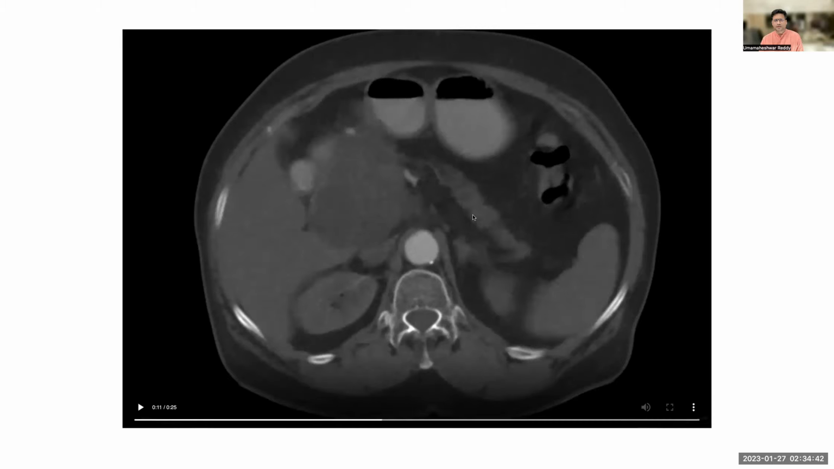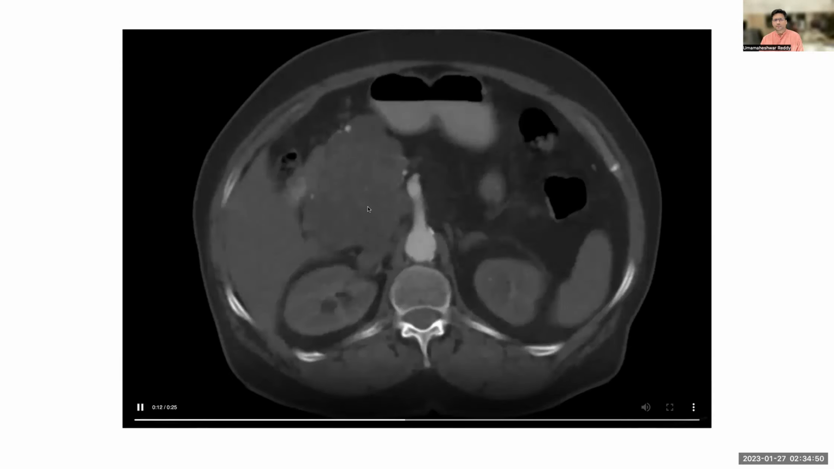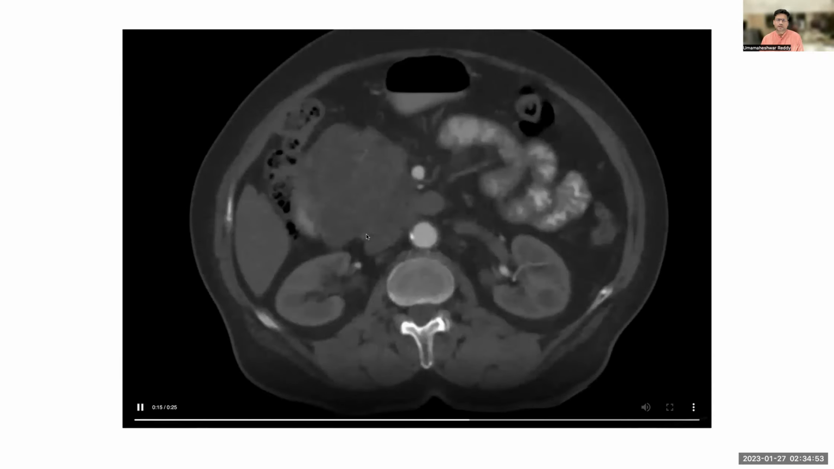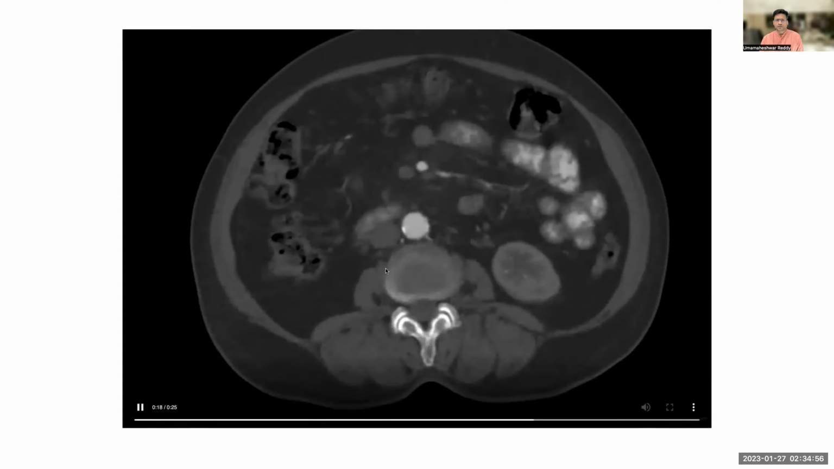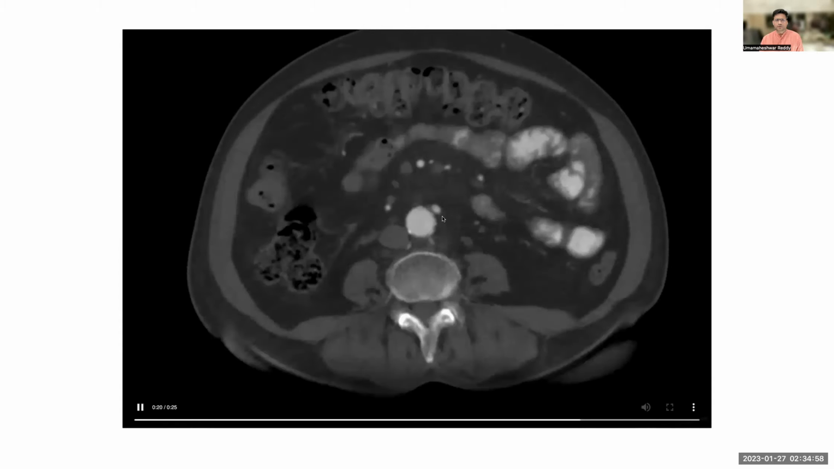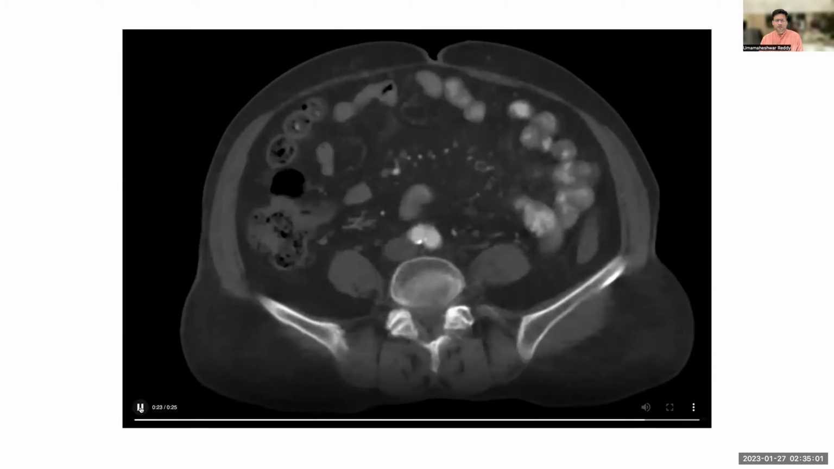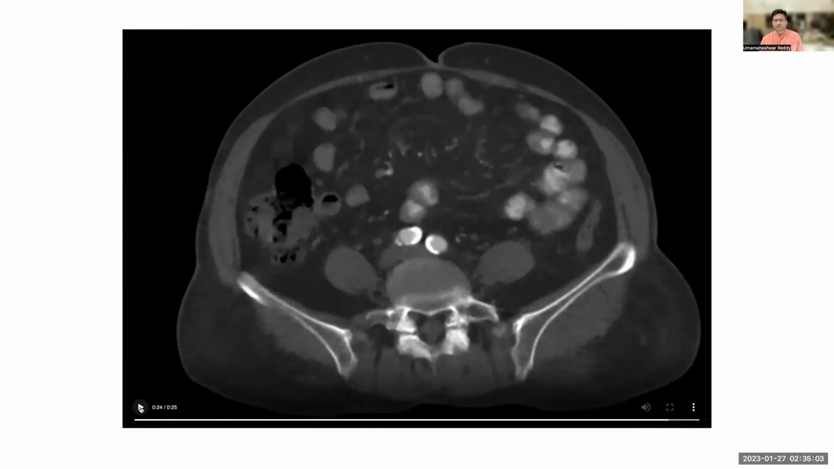The pancreatic tail and body appears atrophied. However, there is no evidence of any ductal dilatation. And calcification again is a very important point to identify a serous cystadenoma. So rest of the abdomen was unremarkable. There were no lymph nodes or any metastasis in the solid organs.